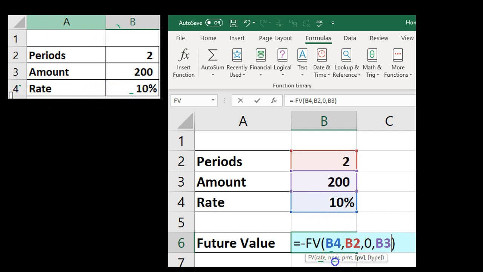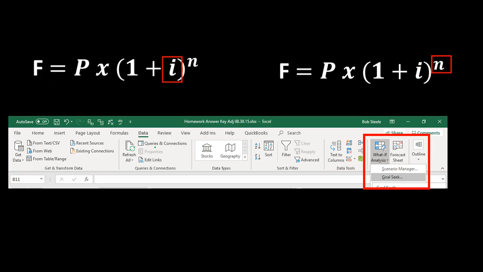Comma just means that it's going to go to the next argument, which is the NPER, the number of periods. It's in B2. So that's going to be B2, which is 2 periods. And then comma, and that's going to give us our next argument, which is the payments, which is 0 because it's not an annuity. So we just put in 0 manually, then comma, and the next item is going to be PV or present value, B3. So that's in B3 or the 200. And that's what it would look like in terms of just the formula view of this.